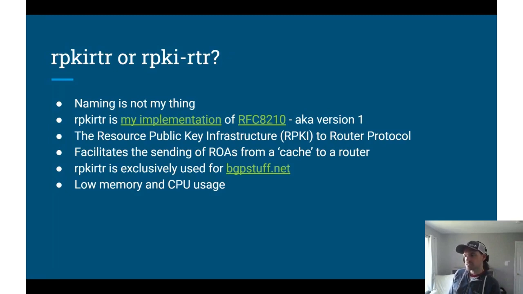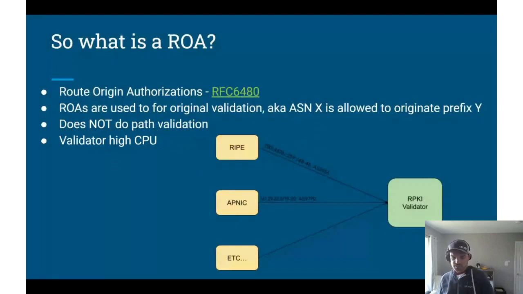Basically, it facilitates the sending of ROAs from a cache to a router, and I will explain each of these in turn. By the way, I am expecting that the audience is BGP aware, at least. I'm certainly not going into depth about BGP, but rather this is the abstraction that runs on top of that. So what is a ROA? I'm sure some of you do know, but essentially it is a Route Origin Authorization. It basically allows a holder of IP space to sign to say that this ASN is allowed to originate this prefix.